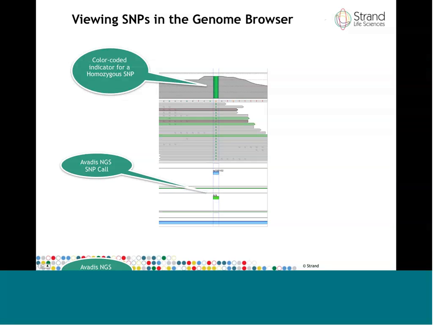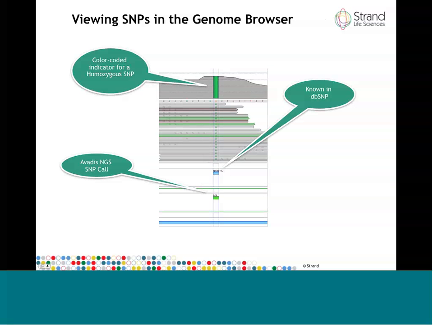The Avadis NGS SNP call is clearly all A's, therefore an AA homozygous call. Here is the associated dbSNP. This SNP is known in dbSNP, and the associated dbSNP ID is shown here. You can also optionally bring in new tracks very easily, let's say a repeat regions track, to see which of these SNPs lie in repeat regions, and there are simple ways to then filter out SNPs which do not lie in repeat regions.